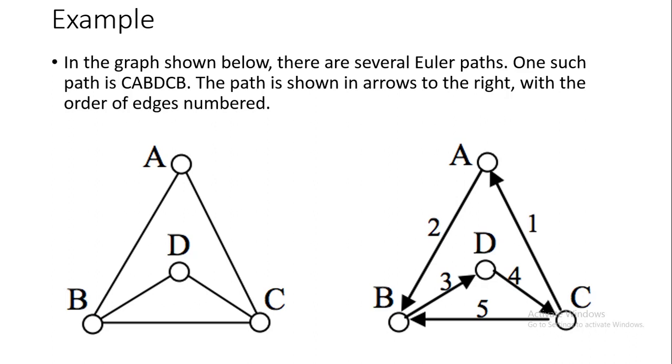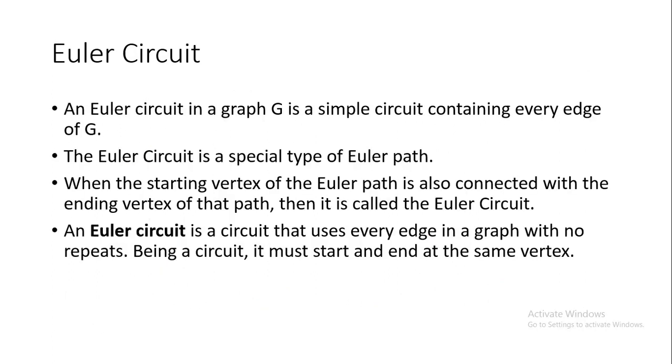So what is the condition to make a path an Euler path? It visits every edge. Here every edge is visited. That's why this path is an Euler path. As indicated, one is a directed graph and this is the undirected graph, and the edges are numbered in order.